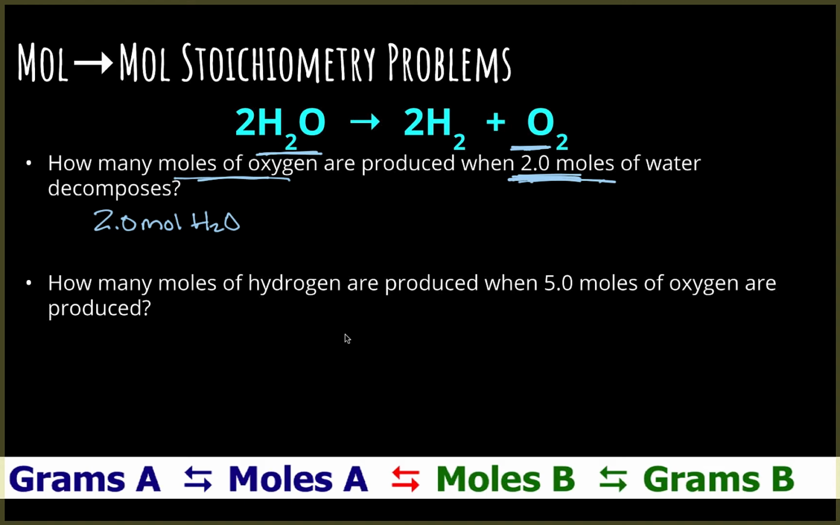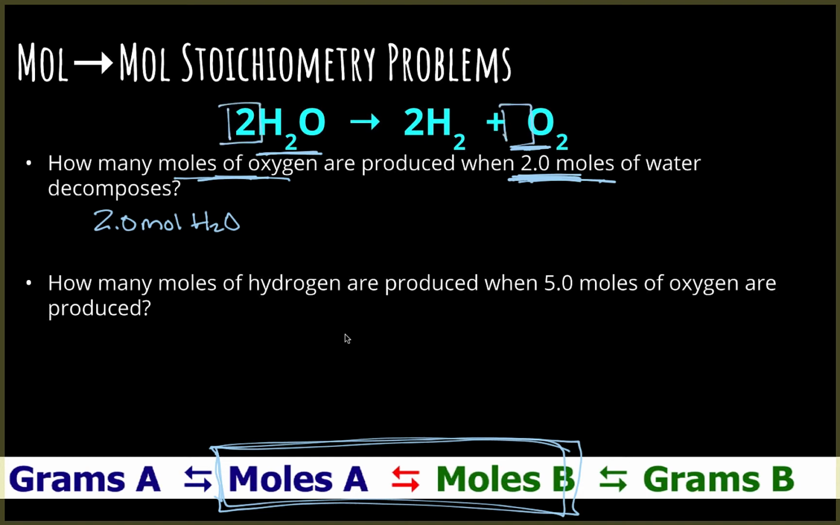We want to get to moles of oxygen. So if we look at our pathway at the bottom here, we're going from moles of one thing to moles of something else. So we only need the middle part of this pathway. And if you remember from the previous slide, to get from moles of one thing to moles of something else, all I need is the mole ratio from the balanced equation, which comes from those coefficients. So according to this equation, for every 2 moles of water that decompose, I produce 1 mole of oxygen. So that's what we call the mole ratio.